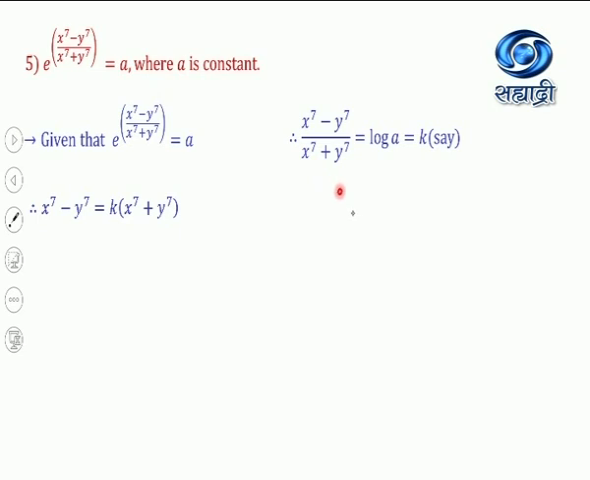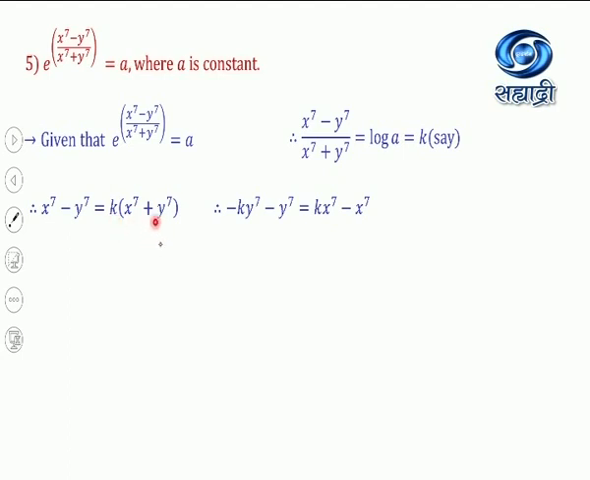Now take this denominator on the right hand side. So what we get? Numerator is equal to k into denominator, like this. So here, multiplying this bracket by k, we get k into (x^7 + y^7).